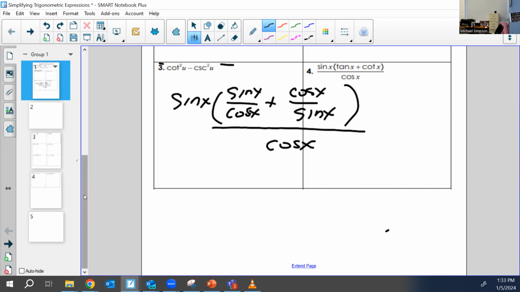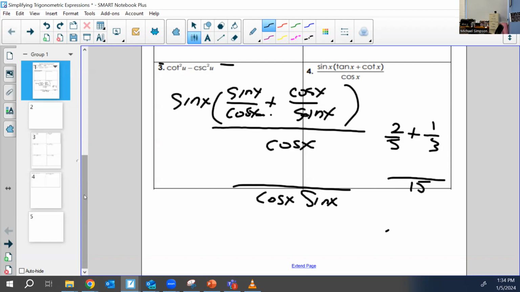So what's my LCD here? Cosine x, sine x. Do you remember that shortcut I showed you on how to add fractions? Remember this? If I have 2/5 plus, say, 1/3, my LCD is 15. And then we go like this, like a cross multiplication. 3 times 2 is, plus 5 times 1 is, remember that?